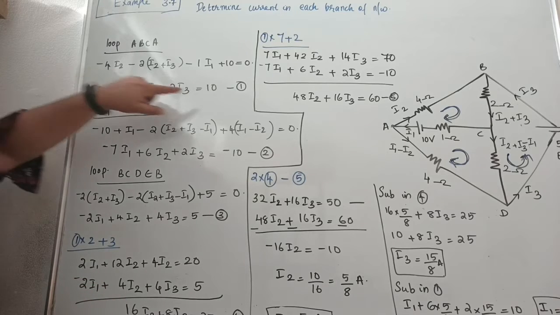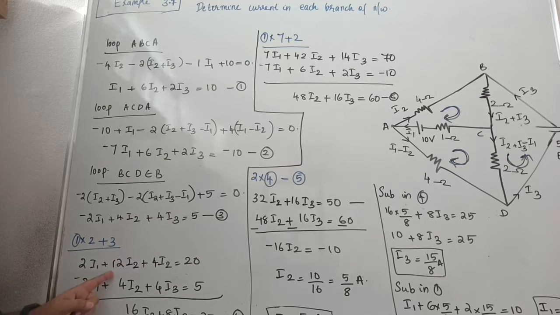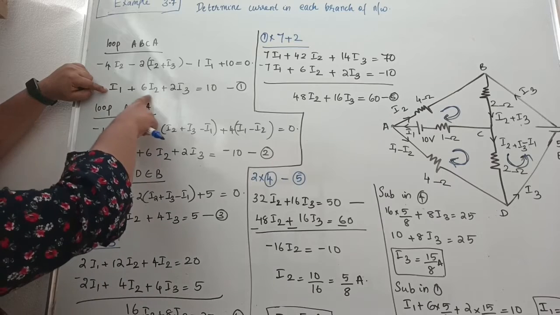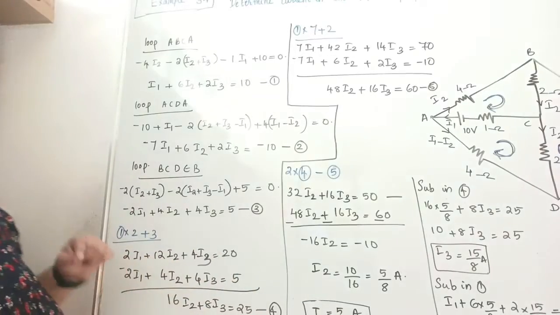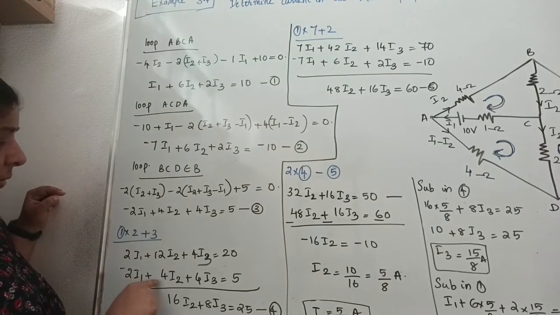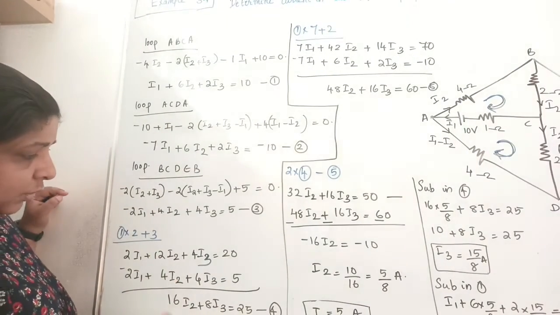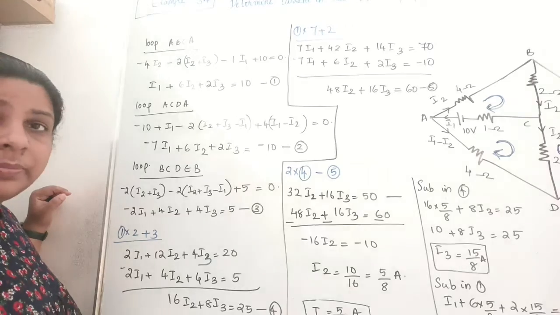So what I will do is multiply the first equation with 2 and add that result with the third equation. So this is the equation which I will be getting after multiplying with 2 plus the third equation. After multiplying with 2, this will become 2I1 plus 12I2 plus 4I3 is equal to 20. Then the third equation, minus 2I1 plus 4I2 plus 4I3 is equal to 5. When you add these two, you will get 16I2 plus 8I3 is equal to 25. The I1 terms will get cancelled. Keep it as equation number 4.